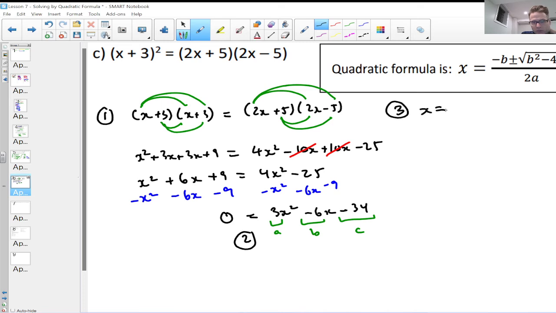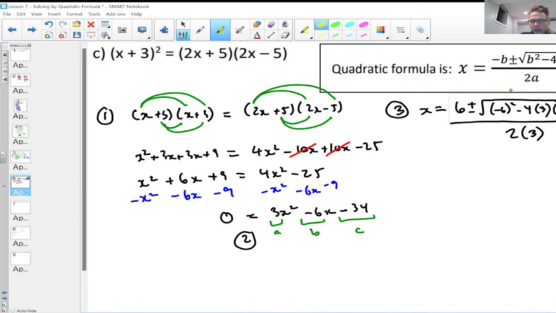So here x is equal to, my B value is negative 6, so it's going to be positive 6. Always change the sign, plus or minus, square root, negative 6 squared, minus 4 times 3 times negative 34. And this is all over 2 times 3, 2 times A. Beautiful. So again, what I'm going to do is the discriminant first. Here's my discriminant. It's underneath the square root sign.